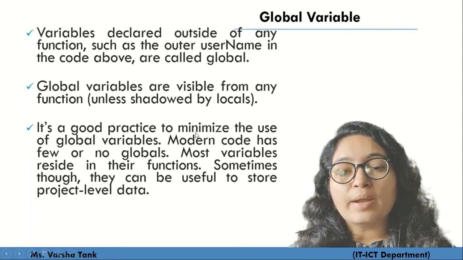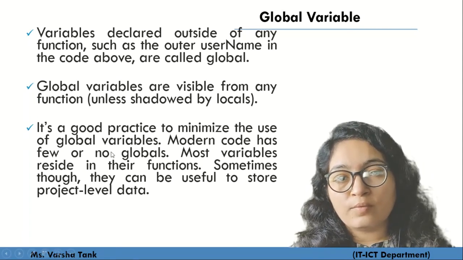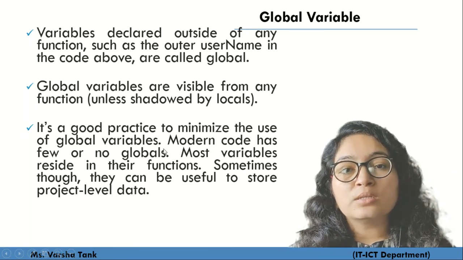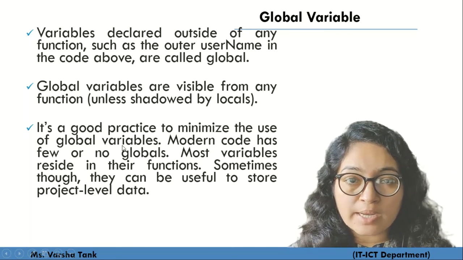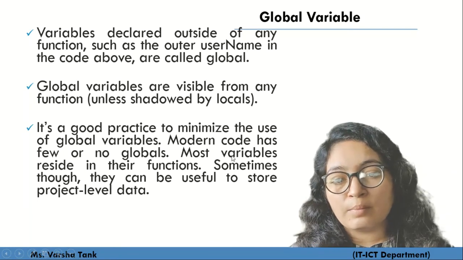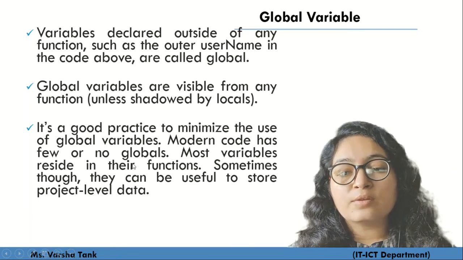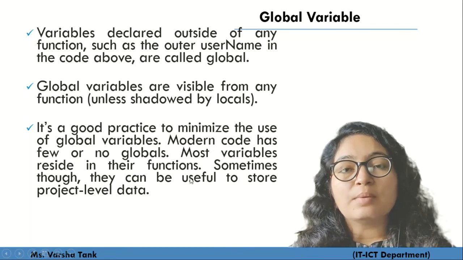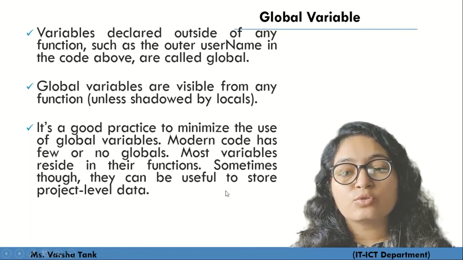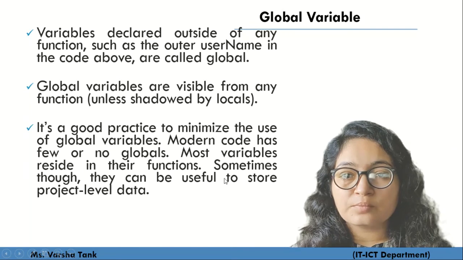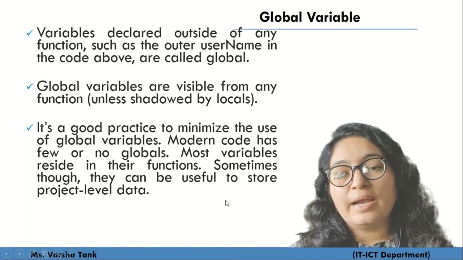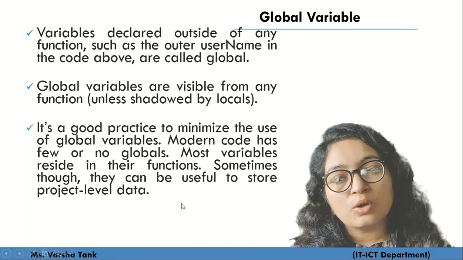It is good practice to minimize the use of global variables. You should minimize their use because it may get complicated if you use global variables every time. Modern code has few or no globals. Most variables reside in their functions. Sometimes though they can be useful to store project level data. So whenever we need to store project level data, at that time we can use a global variable.